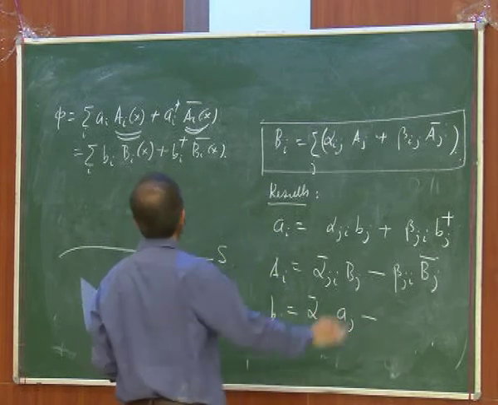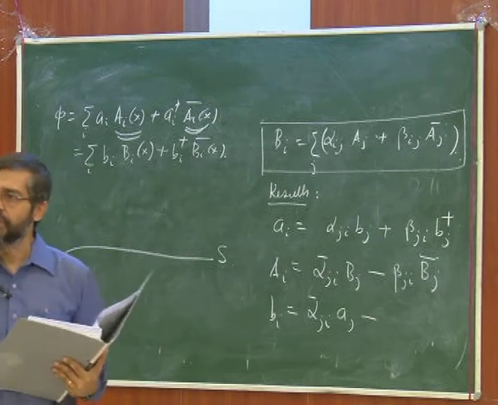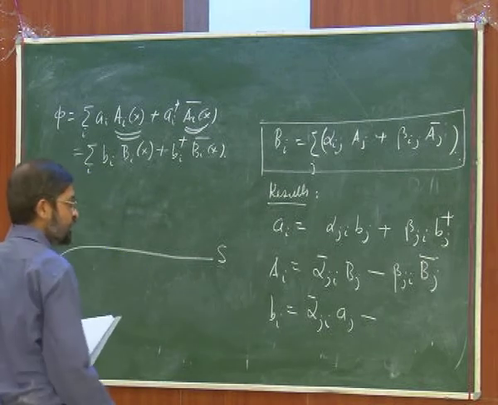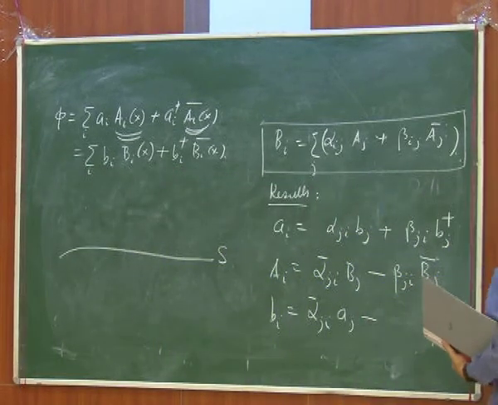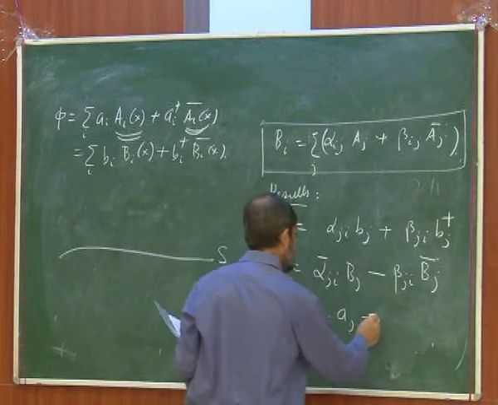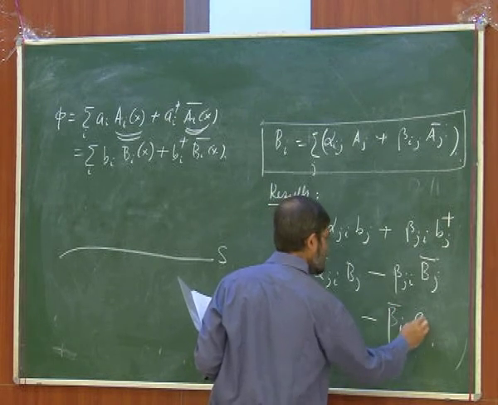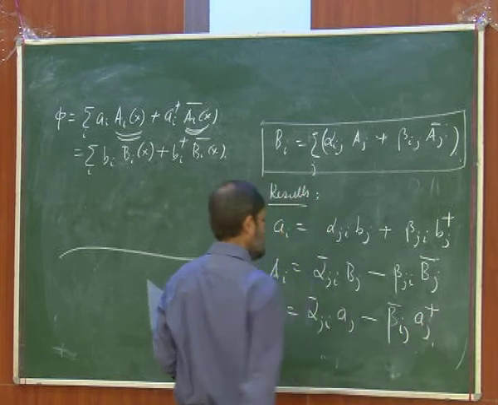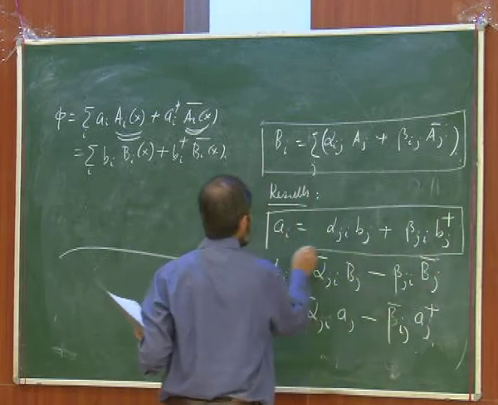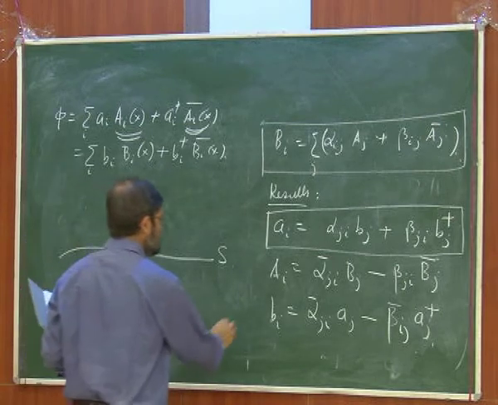Here I have assumed that both the A and the B sets are orthonormalized in the Klein-Gordon norm along any surface. The norm is defined along any surface, and you can show that the choice of the surface does not matter in defining the norm by using the Klein-Gordon equation. So A is a linear combination of B and B dagger, and B is a linear combination of A and A dagger.